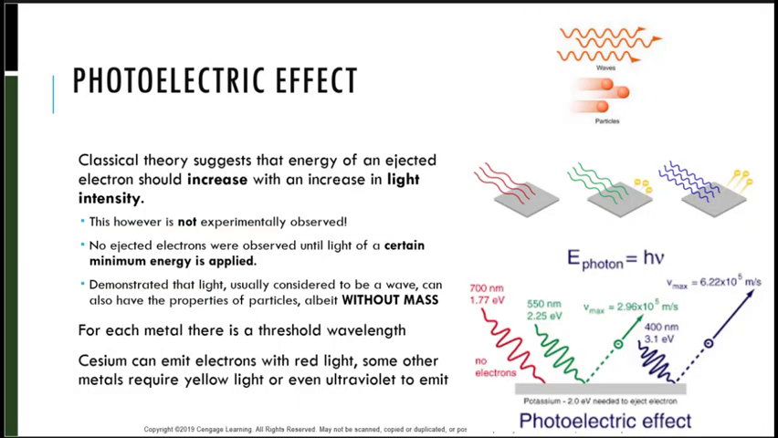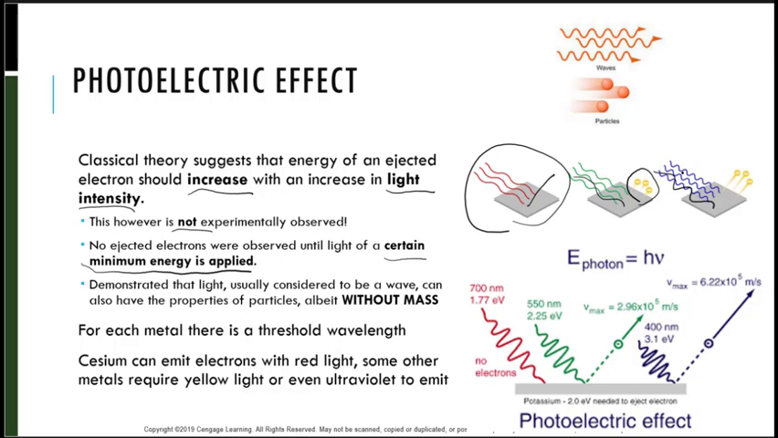Classical theory suggests that the energy of an ejected electron should increase with an increase in light intensity. This, however, is not experimentally observed. No ejected electrons were observed until light of a certain minimum energy is applied. Here we can see low energy, nothing is being kicked off of that metal. A little bit higher, some even greater intensity, a lot greater energy. This demonstrated that light, usually considered to be a wave, can also have properties of particles, albeit without mass. That's why it's called a photon. It does not have mass.